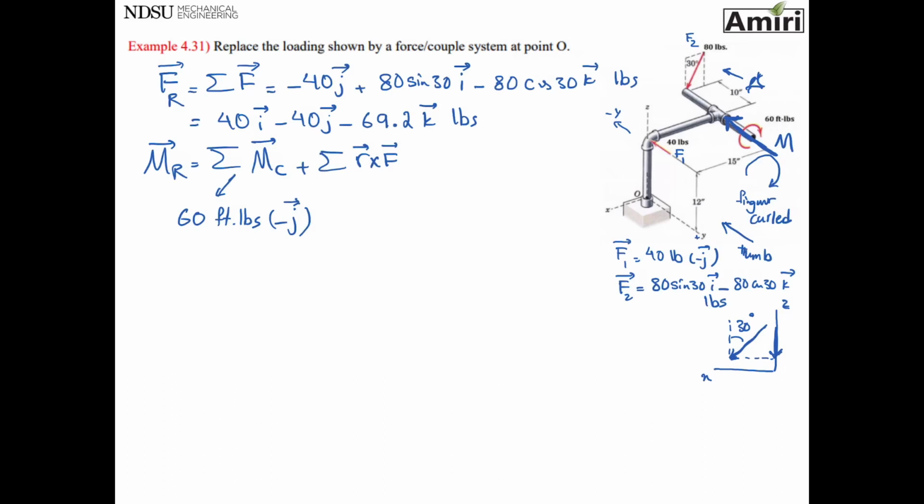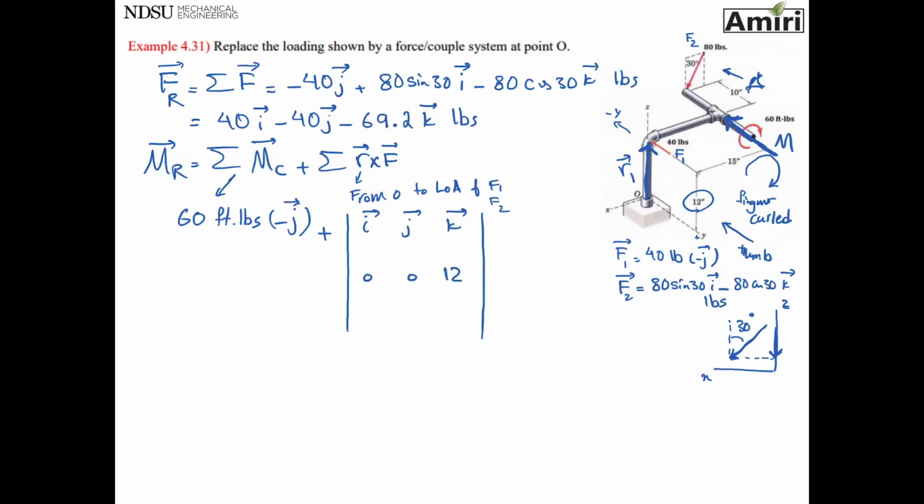But also, we're moving two forces. We're moving F1 and F2 to point O. So the position vector is from O to line of action of each force, F1 and F2. It's a vector, so I need ijk. Position vector from O to F1. How much am I moving? 12 inches. And in which direction? In positive z direction. F1, I found it to be minus 40J, pounds, inch. That's because I move force F1 to point O.